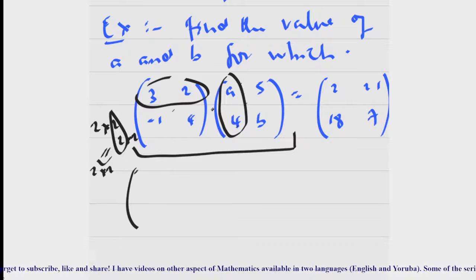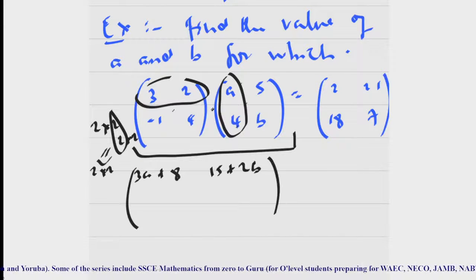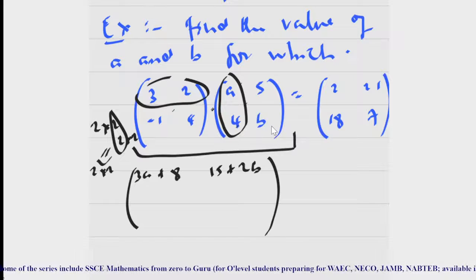3 times a, 3a. If you don't know how to do multiplication of matrices, please refer to my videos on multiplication of matrices. Then plus 2 times 4, 8. So you do it for the second column too. 3 times 5, 15 plus 2b. We don't have any columns again. Even if you have more than 2 columns, you continue doing that.